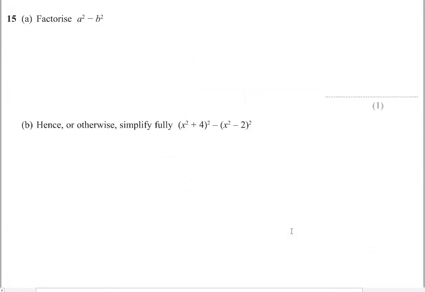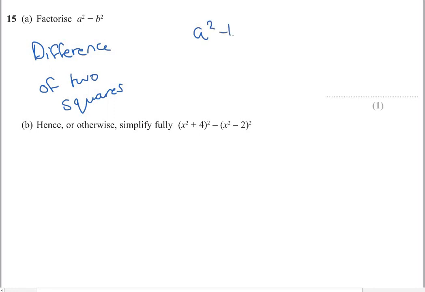Okay, factorize a squared minus b squared. Well, you should know this is the difference of two squares. So I'll write that down. It's a very important part of mathematics. So a squared minus b squared can be factorized to a minus b times a plus b. Right, and if you don't believe that, just expand those brackets and have a go.